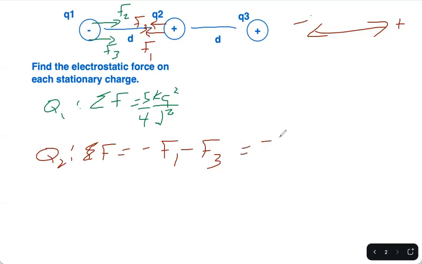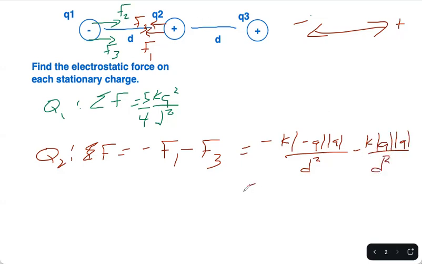So we're going to have negative K, between 1 and 2, negative Q over d squared, minus K between 2 and 3 for force 3, Q Q over d squared. So that'll give you 2 of them: negative 2 K Q squared over d squared. If they want the magnitude, then you take the absolute value. But otherwise, that's the net force. It's going to the left.